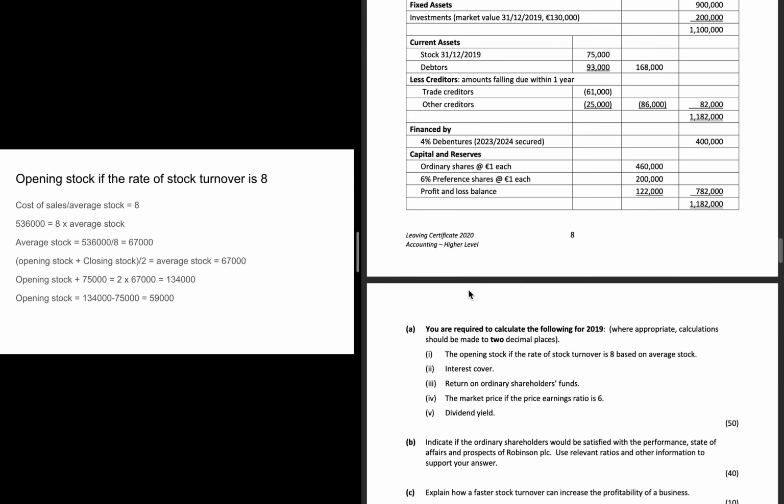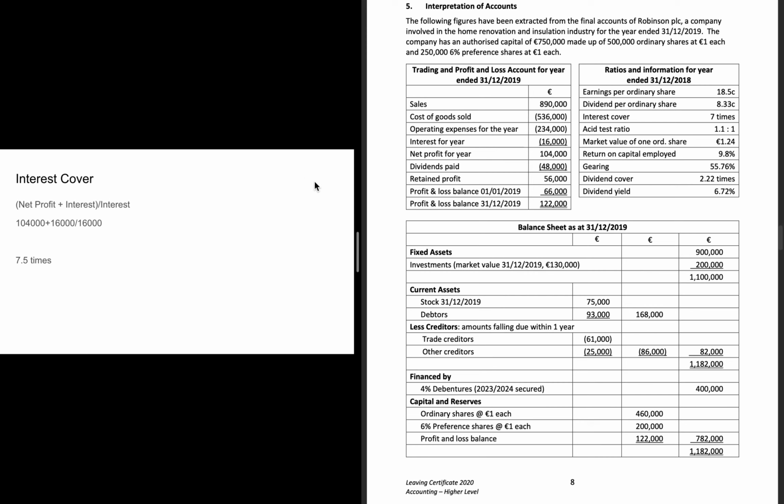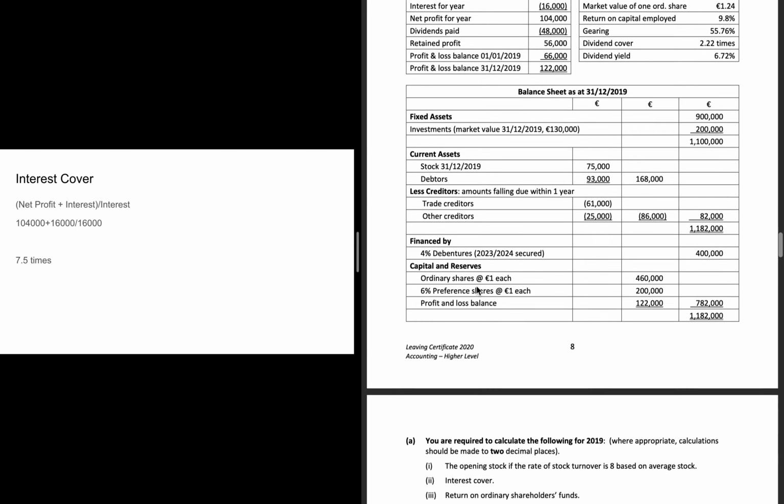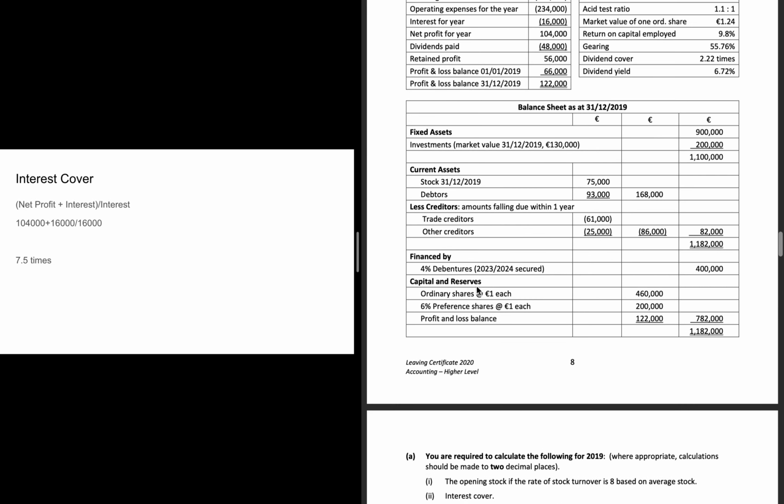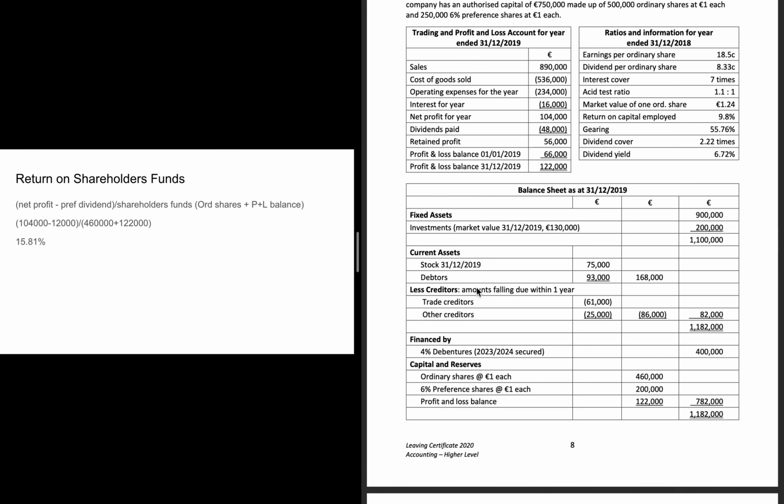Number 2 then, interest cover. So net profit plus interest over interest. So 104 is the net profit, 16 is the interest. So 120 over 16 is 7.5 times. Third one, return on shareholders' funds. So return on shareholders' funds, net profit minus preference dividend over shareholders' funds. And shareholders' funds are ordinary share capital plus profit and loss balance. So they're ones that aren't debt basically.